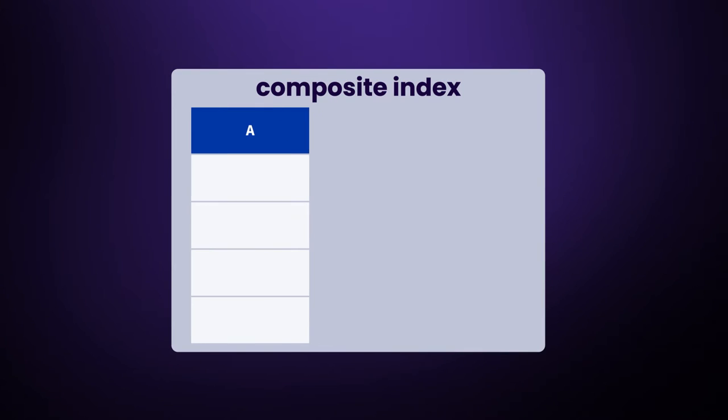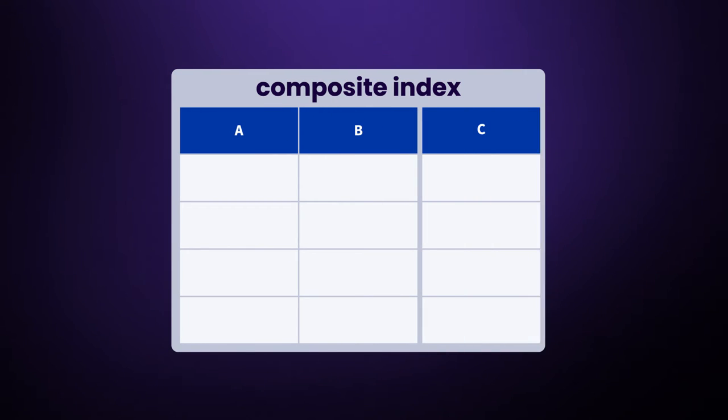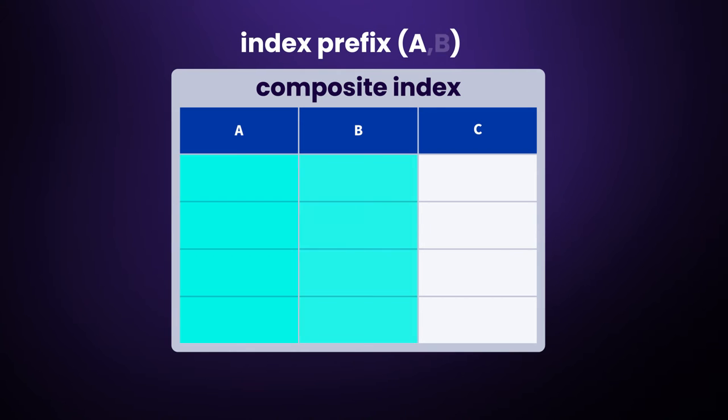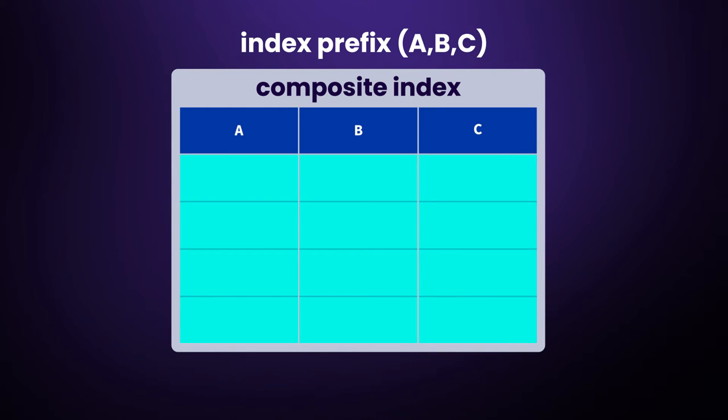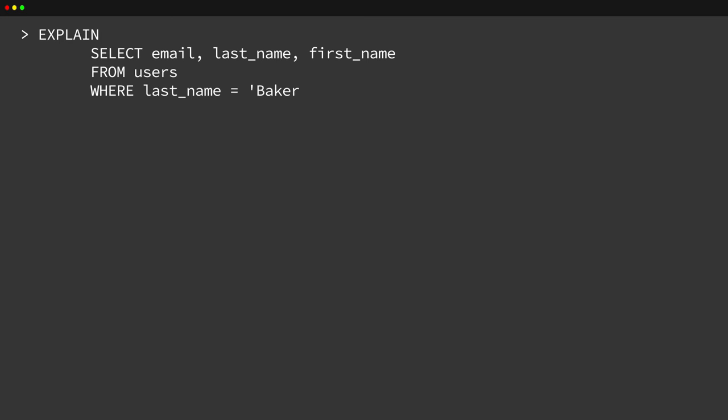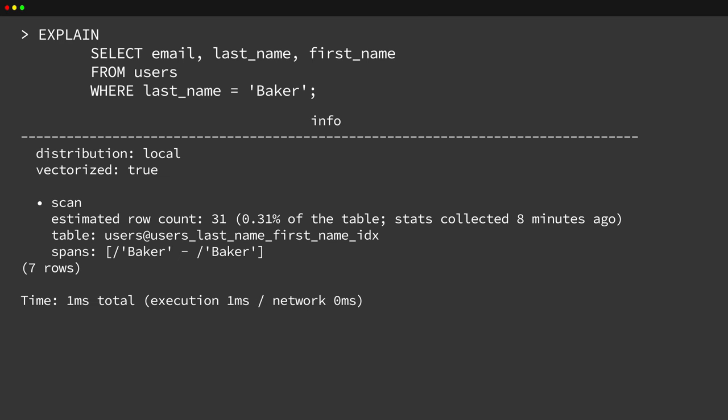The index prefix is the set of leading columns of an index found in left to right order. A composite index with many columns will have many potential prefixes. If you only have a user's last name, a query that filters based on the last name you are looking for will take advantage of the composite index.